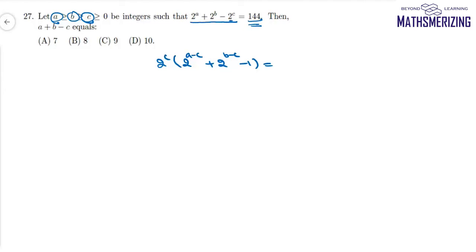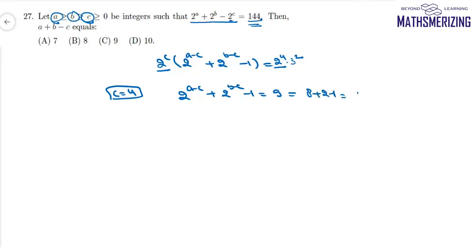If I express this 144 as prime powers, then it'll be 2 to the power 4 into 3 square. So if I compare this c with 2 to the power 4, I'll get the value of c as simply 4, and then I need to find 2 to the power a minus c plus 2 to the power b minus c minus 1, and this should be equal to 9. Now we can write this 9 as 8 plus 2 minus 1, which is 2 cube plus 2 minus 1. So we'll compare.